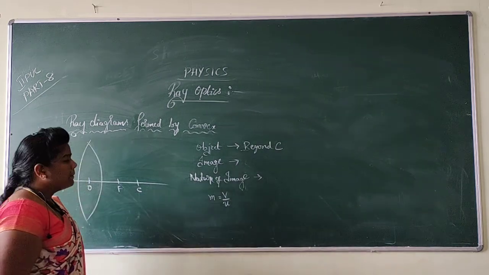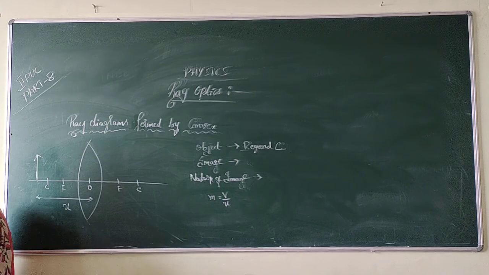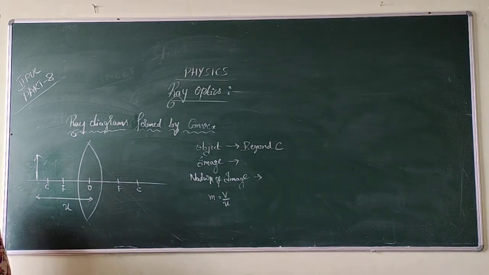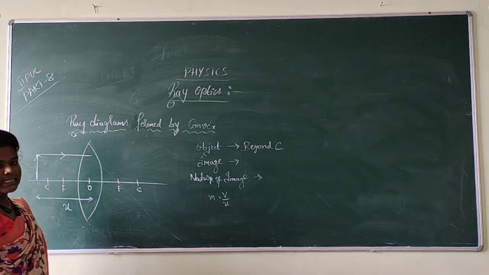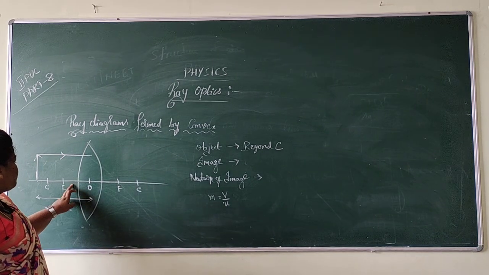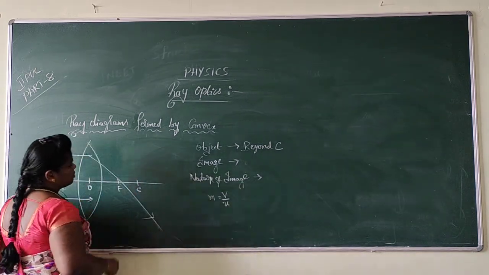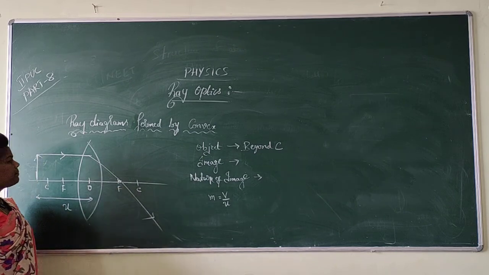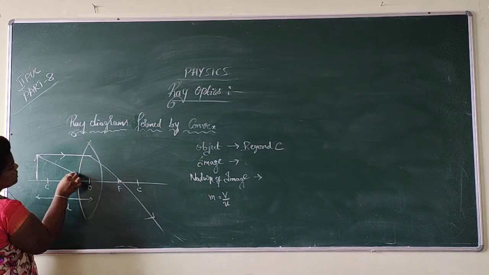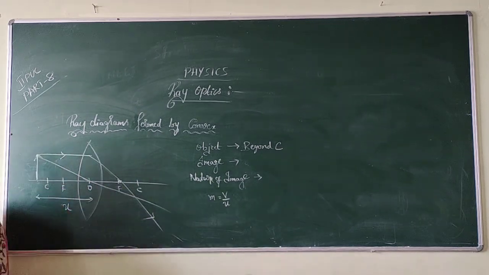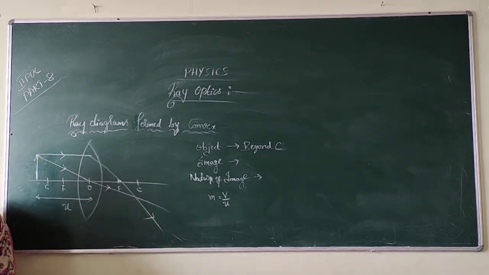That is C. And now the distance between the object and the optic center is called the object distance, represented by U. Now a parallel beam of light is going to be incident on the convex lens. When a parallel beam of light is incident on the convex lens, after refraction, it passes through the principal focus. And to explain, I am using another ray, the ray which is going to pass through the optic center. After refraction, it passes out without deviation.